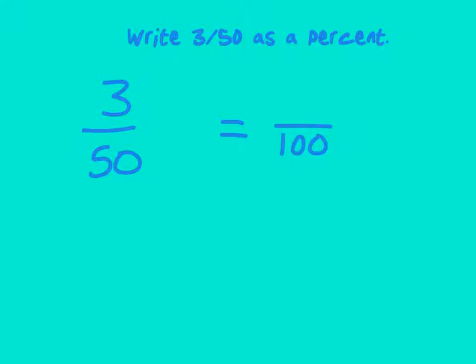So what do I have to multiply 50 by to get 100? I have to multiply 50 by 2 to get 100. And that means I'm going to then multiply the numerator by 2. And 3 times 2 is 6. Now that I have a denominator of 100 and a numerator of 6, I just make it a percent. And I know that it's 6%.